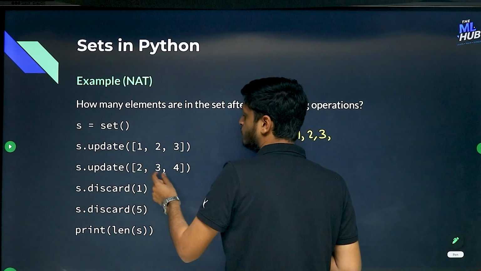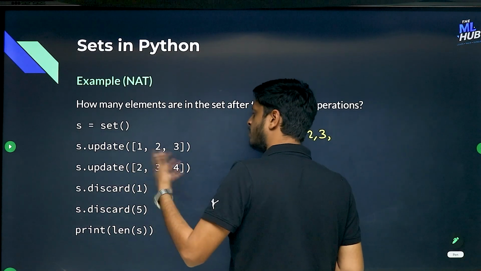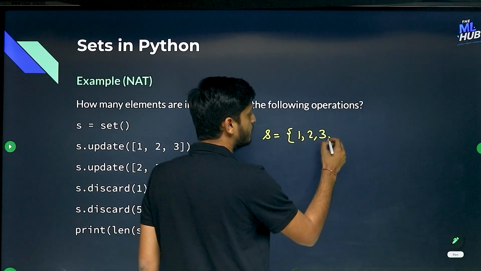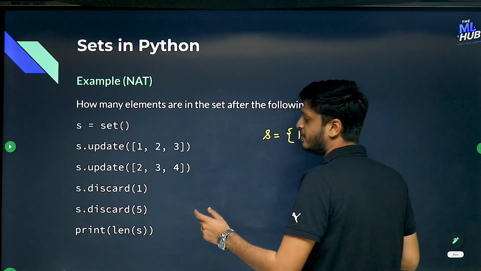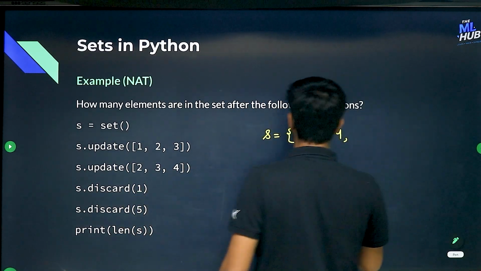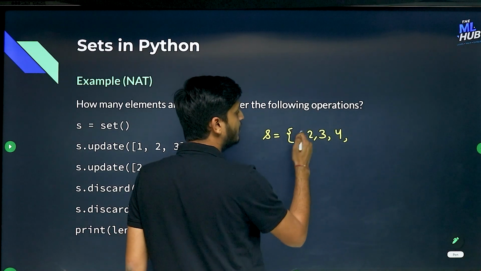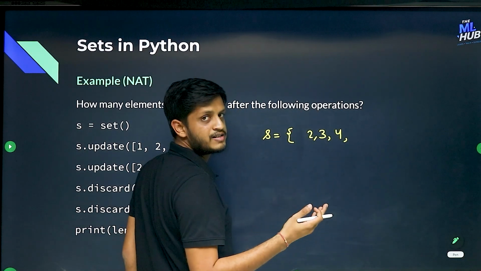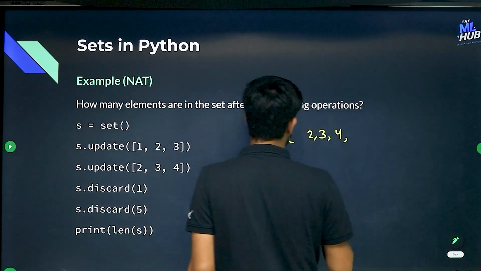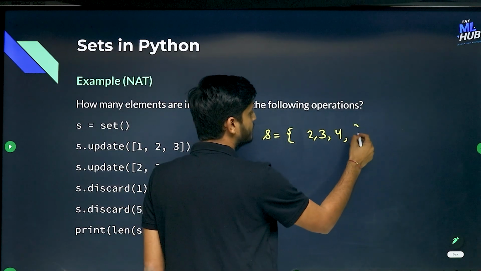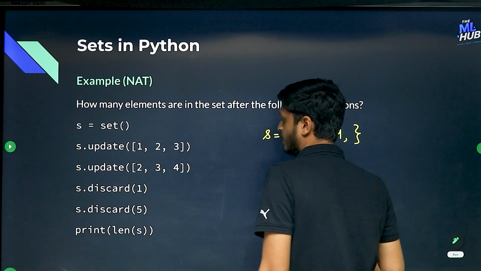Then S dot update 2, 3, 4. So 2, 3 and 4 will be added in the set. 2 is already there, 3 is already there, 4 will be added. Now S dot discard 1. Discard 1 means 1 will be removed from the set, and it will not raise an error. Discard function does not raise an error, but it will remove the element. 1 will be removed. S dot discard 5. 5 is not there in the set, so there is nothing to remove. So okay, it will be ignored.